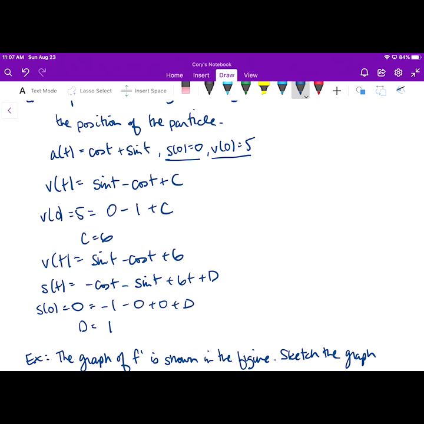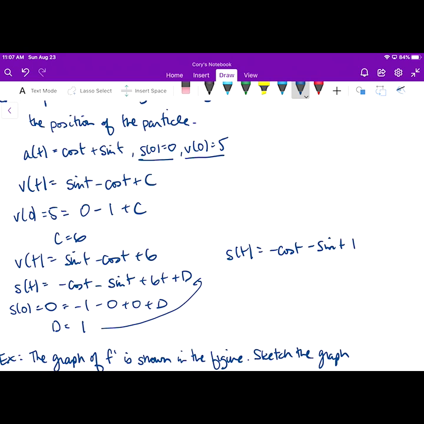And then once we have that, we're just going to plug that value into our position function, which makes position equal to negative cosine of t minus the sine of t plus 6t plus 1.